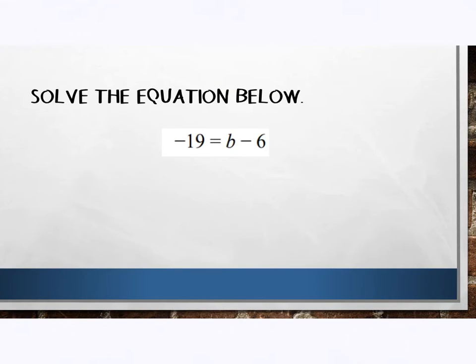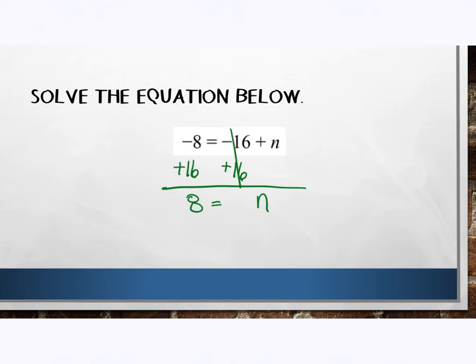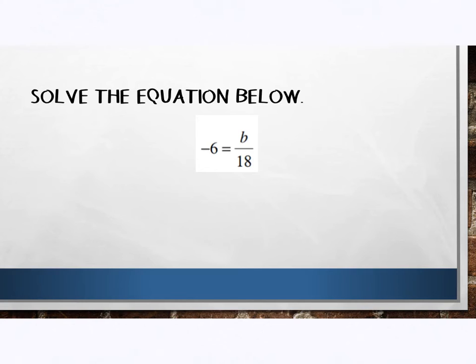Okay, so now it's your turn. Solve the equation below. So b is equal to negative 13. Solve the equation below. So n is equal to 18. Keep in mind, you have to remember and follow your integer operation rules as well. Okay, here's another one to try with multiplication and division.